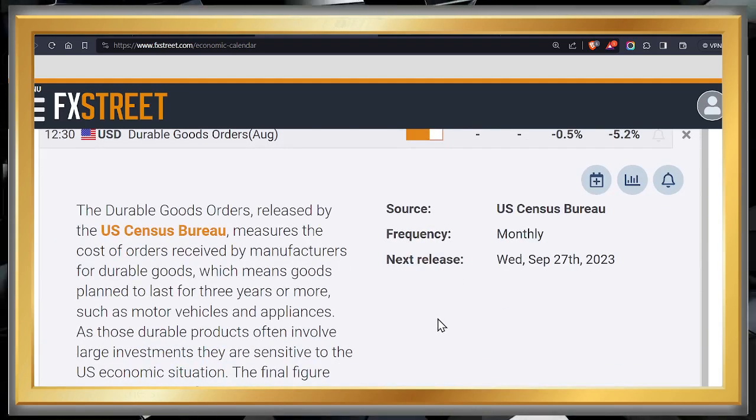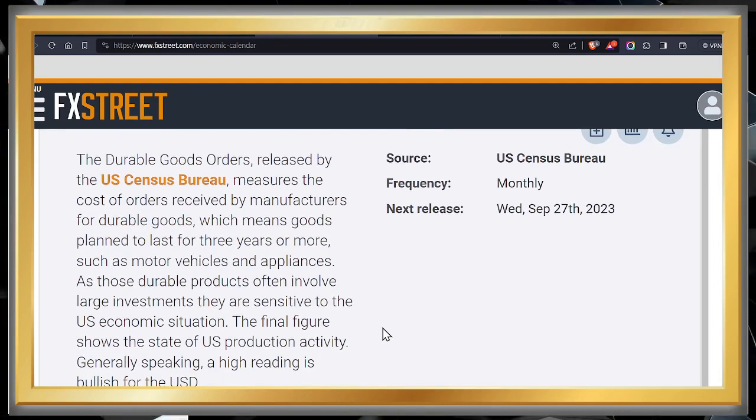And for those who don't know what the durable goods orders are, this is released by the U.S. Census Bureau, and it measures the cost of orders received by manufacturers for durable goods, which means goods planned to last for 3 years or more, such as motor vehicles and appliances. And in fact, this index is a sensitive figure that gives us an insight into the US economic situation.